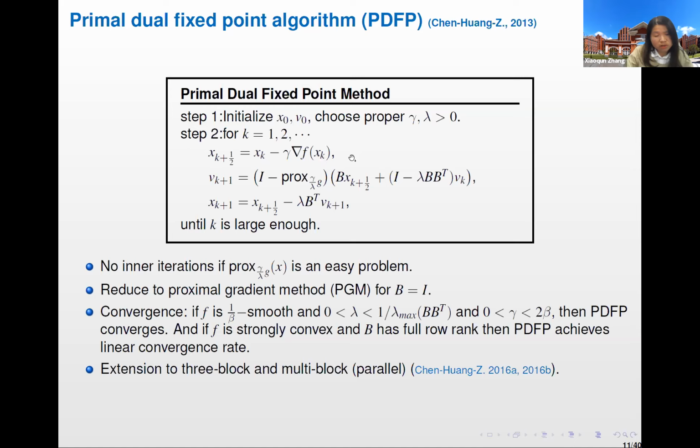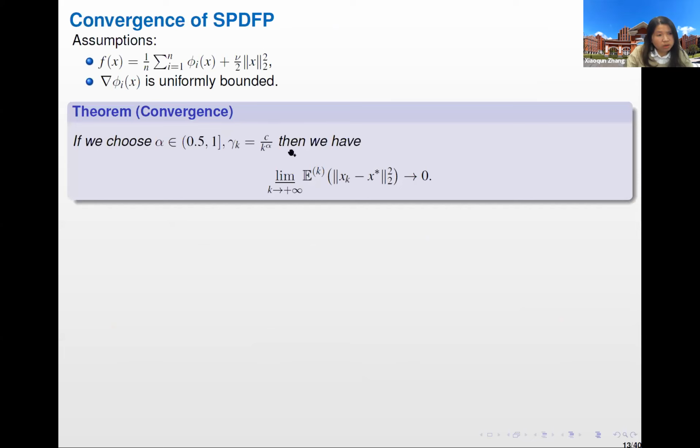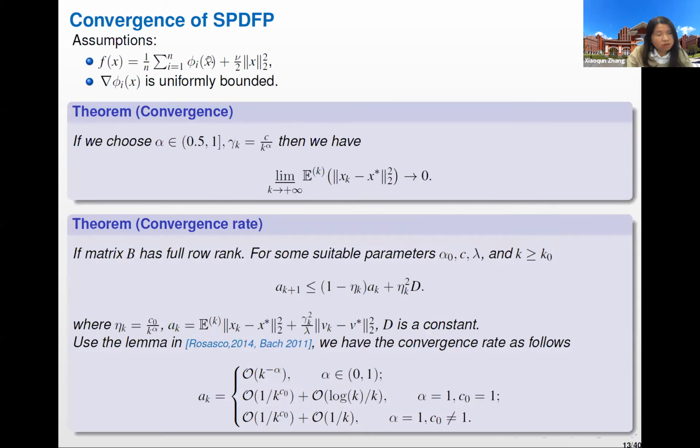It's also very natural to extend this to a stochastic case by replacing the full gradient with a batch gradient. That's the first algorithm we consider. By replacing the full gradient with a batch gradient, we consider a vanishing step size of the form 1/k^α. We investigate convergence under some conditions. For example, the first assumption, which I have to say is a little bit strong, is that F is strongly convex. The second assumption is quite standard for stochastic algorithms: each of the terms is uniformly bounded.